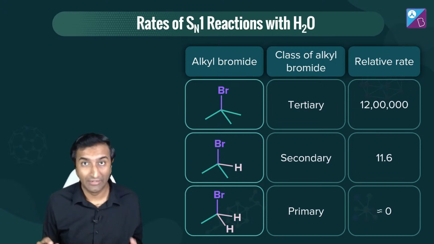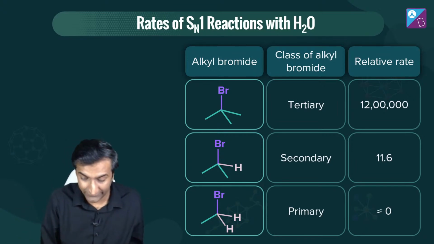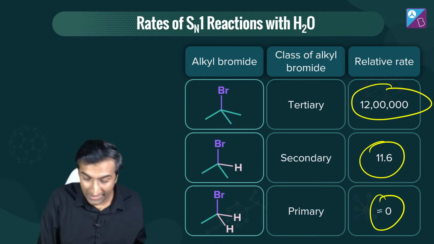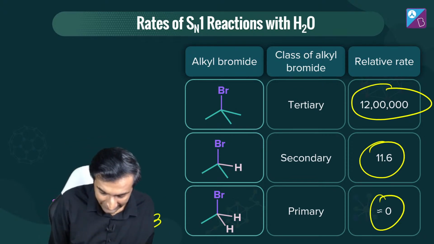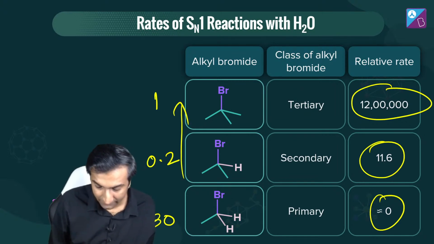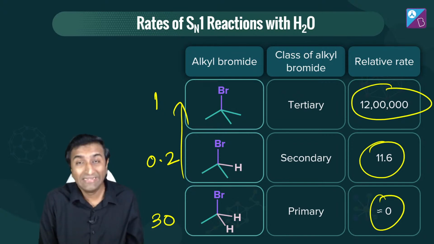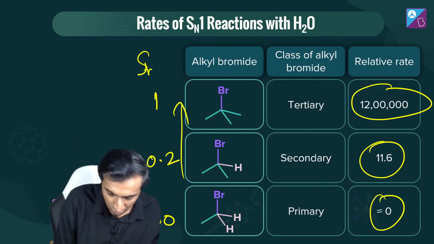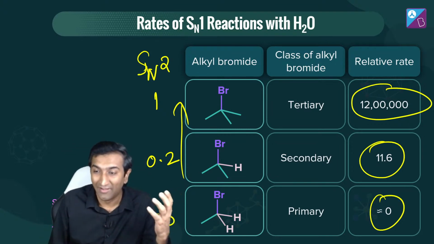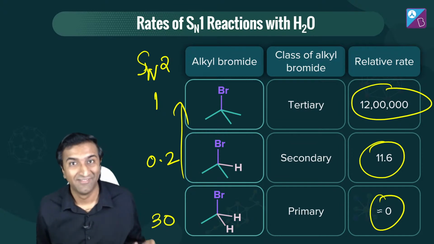But look at the rates, okay? If you want to see real life stuff, the relative rate is this. You remember, in SN2 we did a similar exercise and the rate was something like this, in this order. Primary, secondary. Look at SN1, SN2. This was in SN2. If you don't remember this, look at the last SN video. Look at the rate of SN1: 12 lakh times higher. Primary basically doesn't happen in SN1.